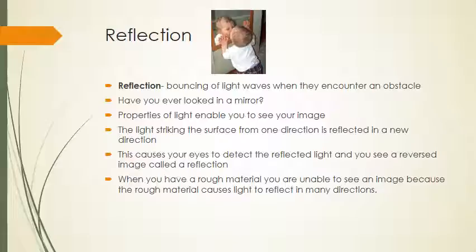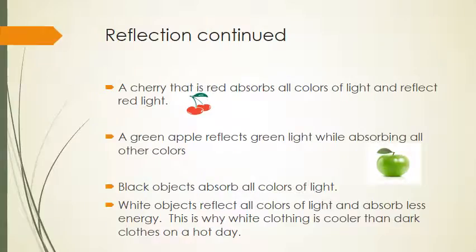When you have a rough material, you are unable to see an image because the rough material causes light to reflect in many directions. A cherry that is red absorbs all colors of light and reflects red light. A green apple reflects green light while absorbing all other colors.